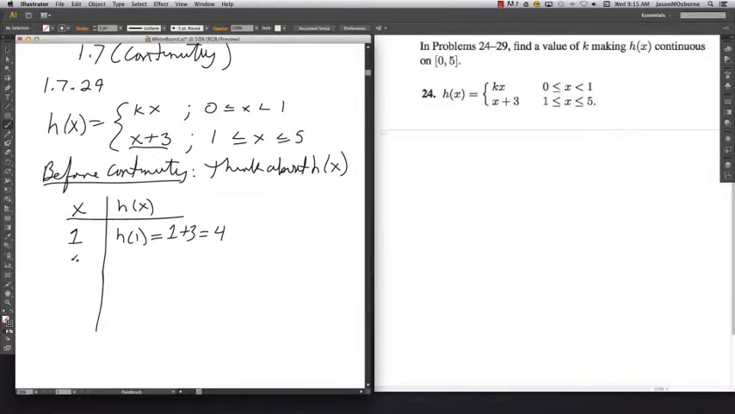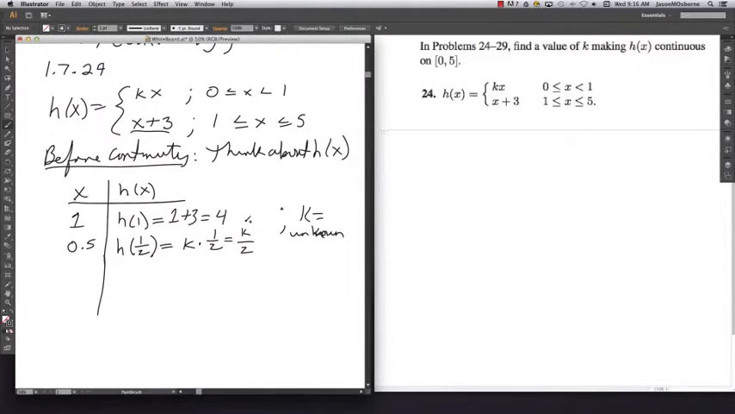What about when x is 0.5 or 1/2? The function evaluated at 1/2. 1/2 is in this interval, so it is going to be whatever k is times 1/2. So that would be k divided by 2, where k, we still don't know, is an unknown value. It's just some constant. So it's k over 2.